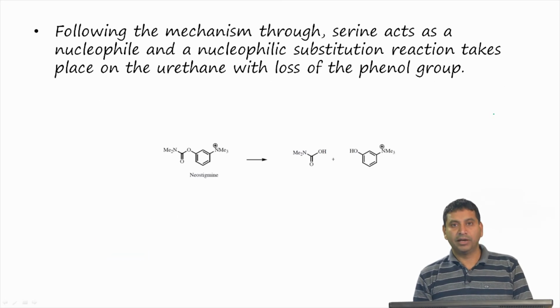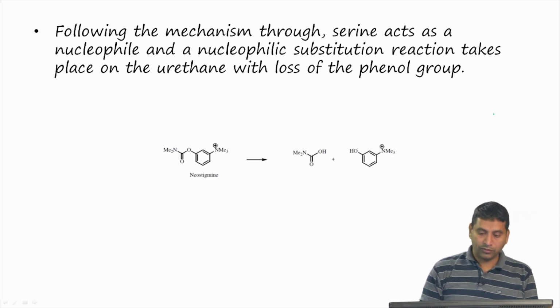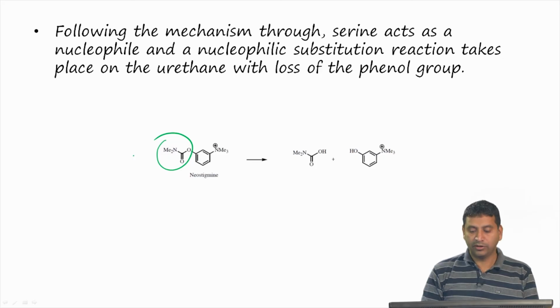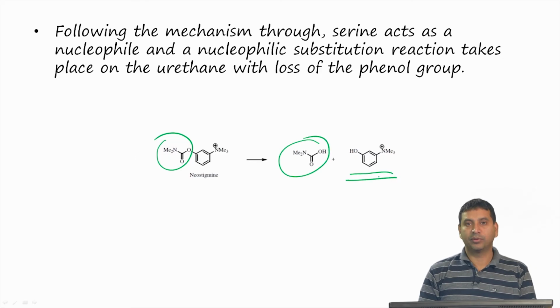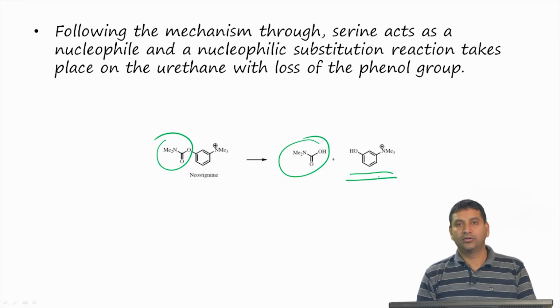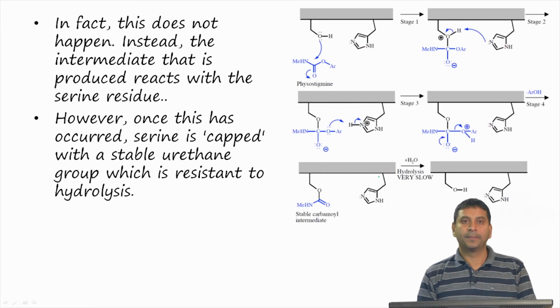So, this is the mechanism that is proposed for neostigmine. You have a carbamate over here, and then the carbamate is undergoing hydrolysis to produce this product, okay, the loss of urethane with a phenol group. In fact, this does not happen, and what indeed happens is actually a very different process.